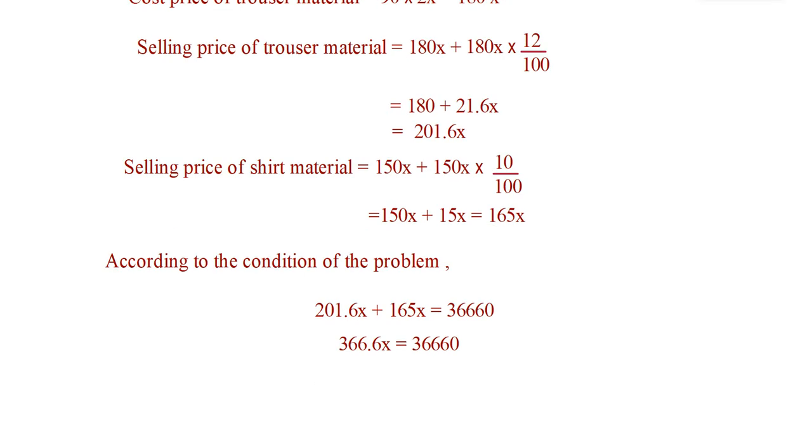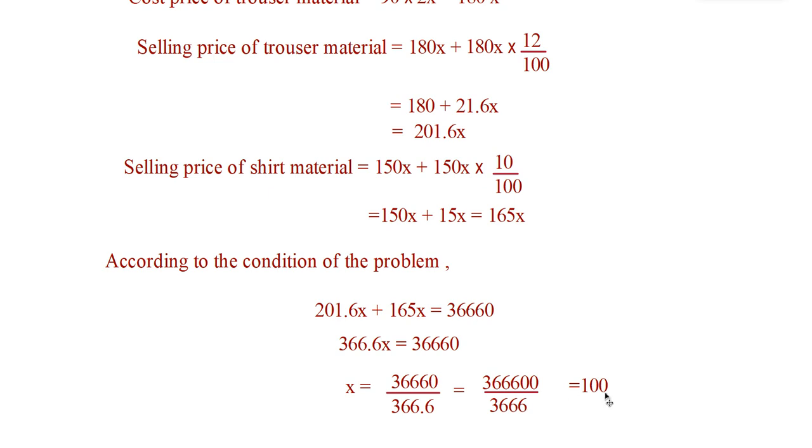You get x is equal to 36,660 by 366.6. Now here in the denominator 1 decimal is there. So multiply both numerator and denominator by 10. So you get 3,66,600 by 3,666, which is 100. So x is equal to 100.